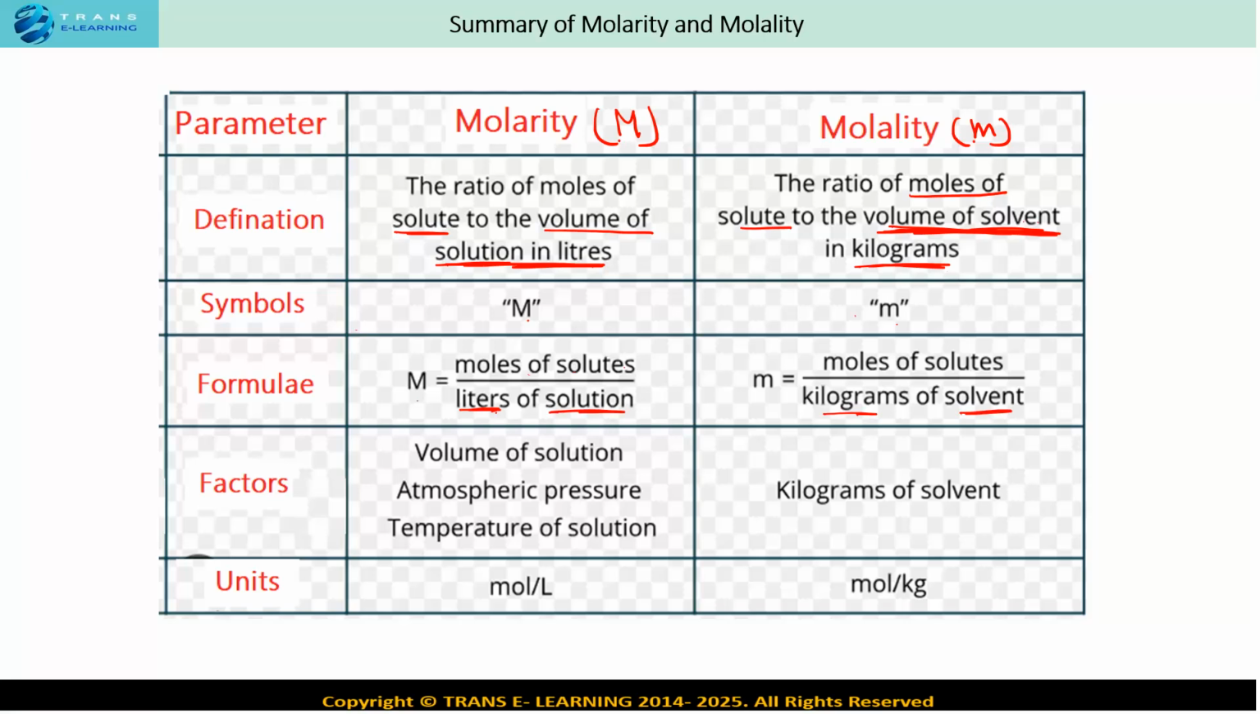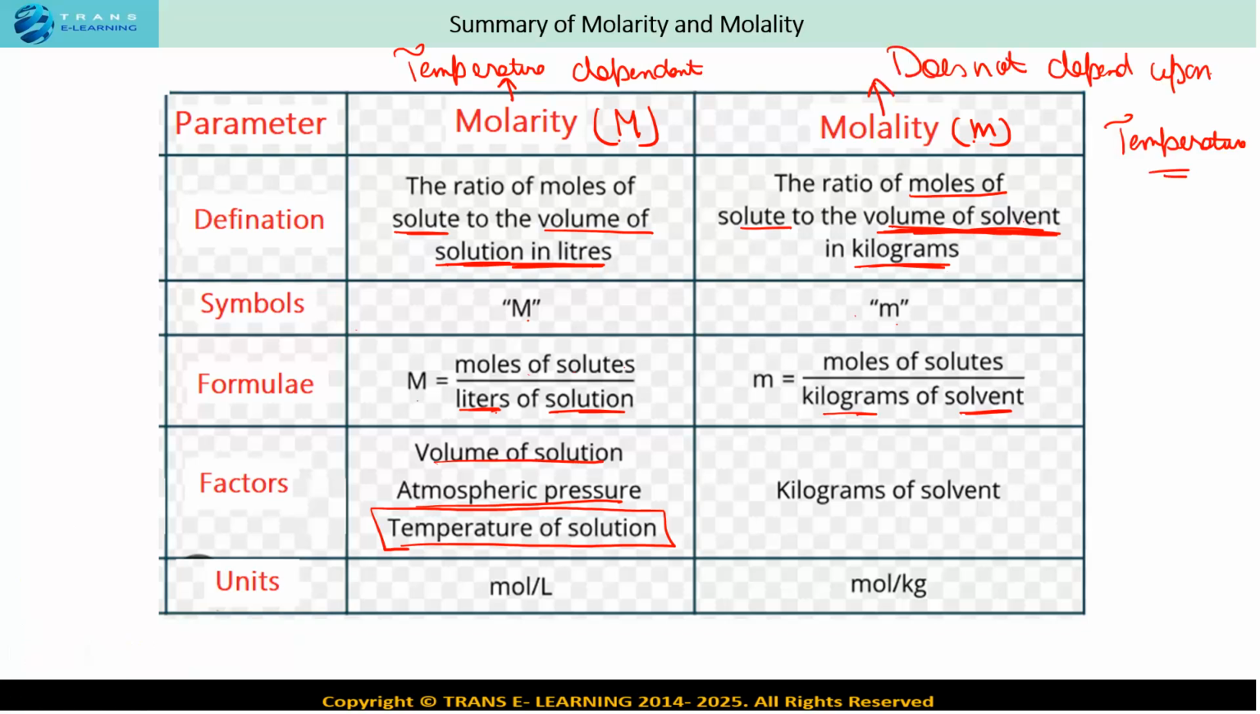The factors on which the molarity depends are the volume of the solution, atmospheric pressure, and the temperature of the solution. So the molarity is temperature dependent, whereas the molality does not depend upon temperature. Is that clear? Because we are talking about the mass, and that too in kilograms, and we are not talking about the volume. Volume is always temperature dependent, whereas mass is temperature independent. Here the units will be mole per liter, here the units will be mole per kg.